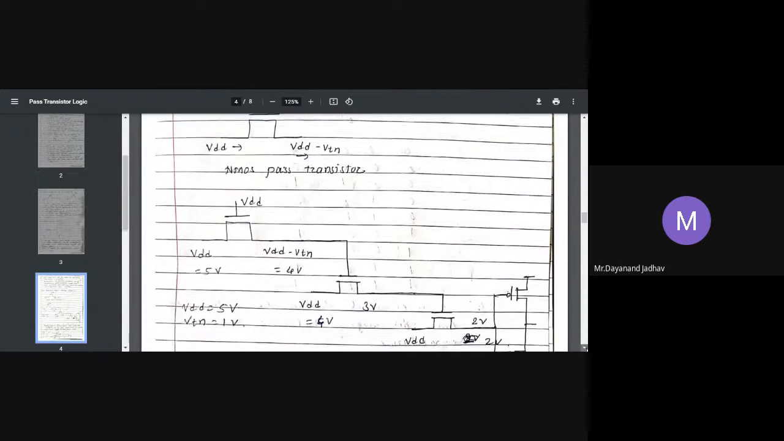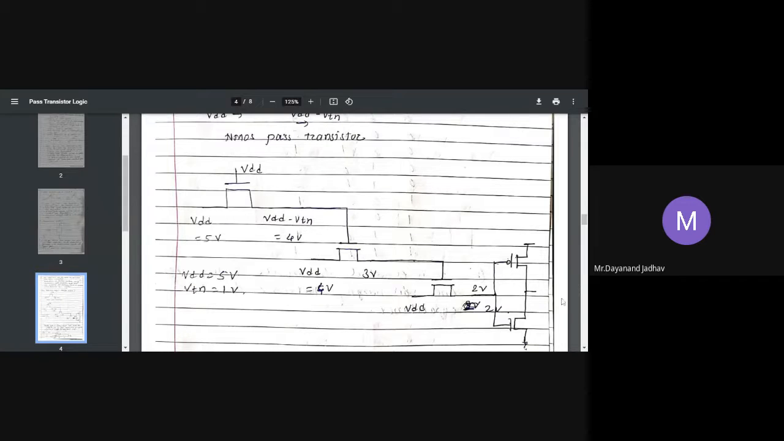Then see here, how we can consider the NMOS pass transistor logic. What are the different design rules for the NMOS pass transistor logic? See here, VDD is applied, 5 volt. Then the output is VDD minus VTN. If VTN is equal to 1 volt and VDD is equal to 5 volt, then the output of the first transistor is 4 volt.